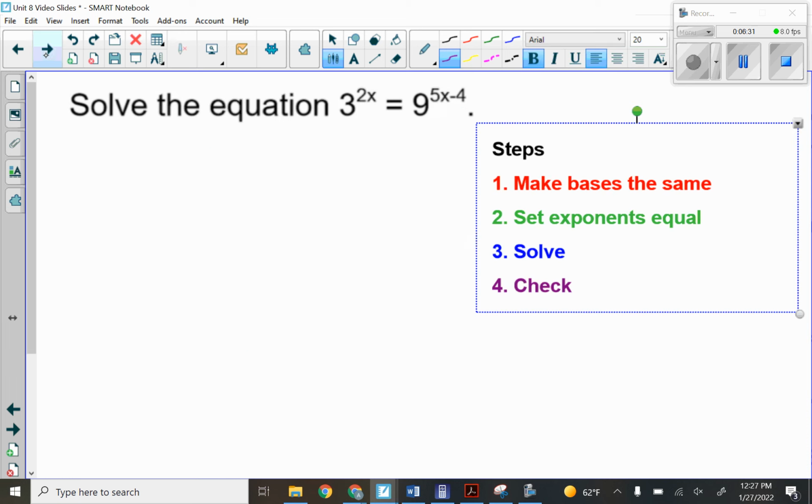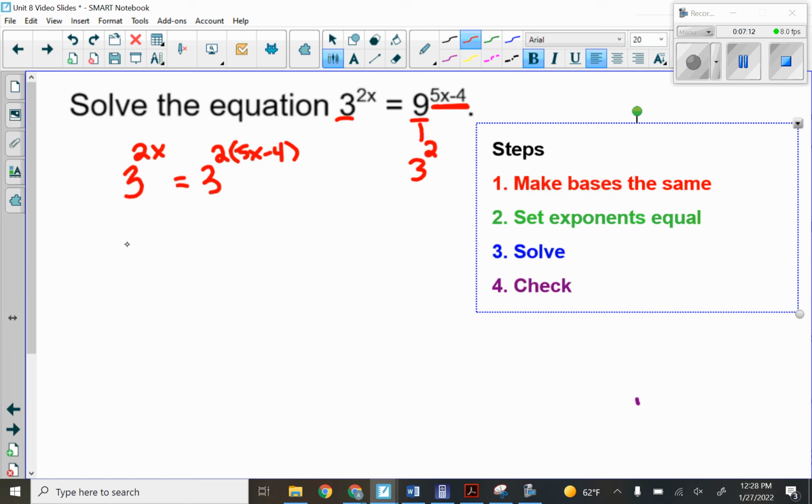One last example. Solve the equation 3 to the 2x equals 9 to the 5x minus 4 power. So step 1, make your bases the same. These are currently not the same. So 3 to the 2x equals 3. Now, in order to get 9, we'd have to take 3 squared times, make sure you put what was already there in parentheses.